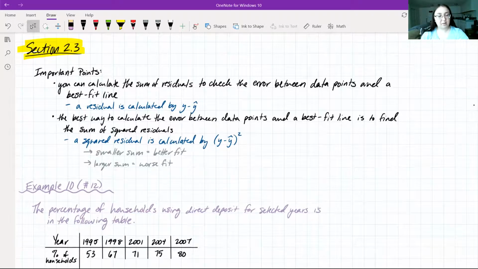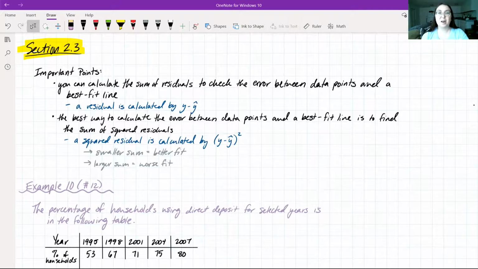And I only wrote one question just because I feel that it is the most important question in section 2.3. 2.3 really builds a lot on sections 2.2 and 2.1. So section 2.3 is really a lot of just application of what you had been doing before, with the addition of learning about residuals, and sum of residuals and the sum of the squared residuals. So the important points of section 2.3 is that you can calculate the sum of residuals to check the error between data points and a best fit line.